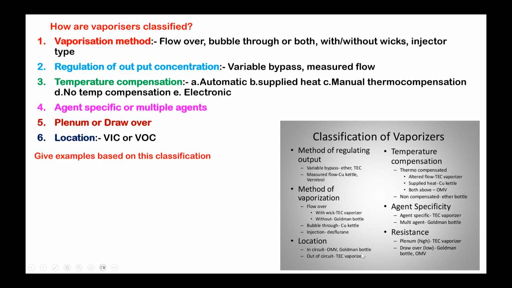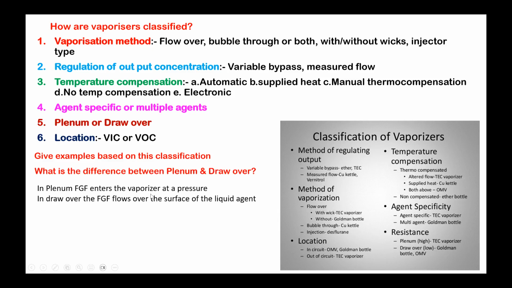Outside, most of the TEC vaporizers we use only outside. Temperature compensation by altered flow, by supplied heat or both. And agent specific, you have TEC vaporizers, and multiple agent, you have Goldman bottle. And resistance, you have plenum, high pressure, and draw over. So all the 6 have been described, and the vaporizer examples are also given. So what is the difference between plenum and draw over? In plenum, fresh gas enters the vaporizer at a pressure. In draw over, fresh gas flows over the surface of the liquid at normal pressure.